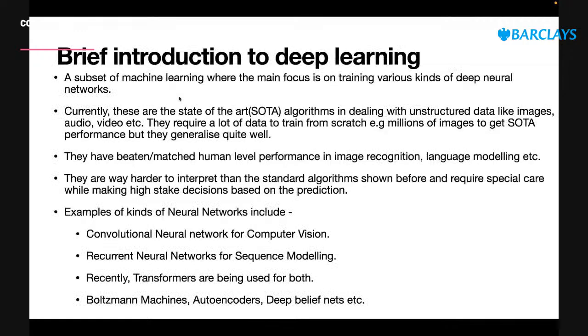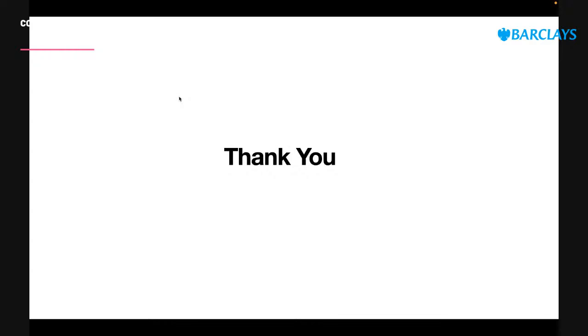Now a brief introduction to deep learning. Deep learning is an advanced topic of machine learning and AI. We use different kinds of neural networks for state-of-the-art algorithms. For example, convolutional neural networks are used for computer vision, and we use other networks for sequence modeling. Deep learning is the advanced form of machine learning. And that's it.